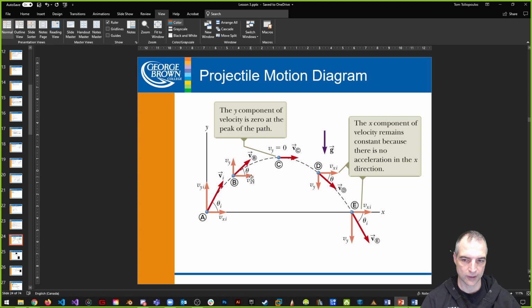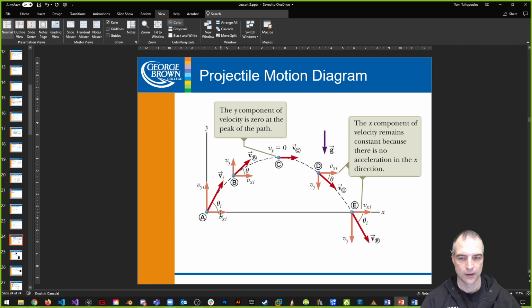Notice that the velocity on the x-axis is consistent. You notice that the vector doesn't change size. Remember that from last week, we just had the exact same size vector every single time because gravity does not act on the x-axis. It only acts on the y-axis for us, right, in our model.